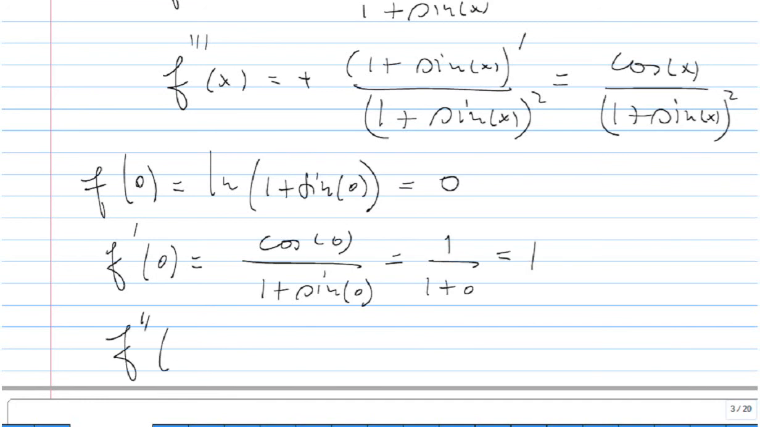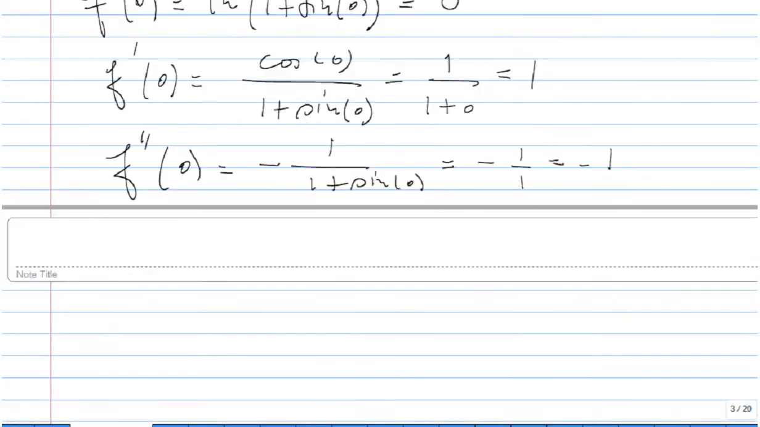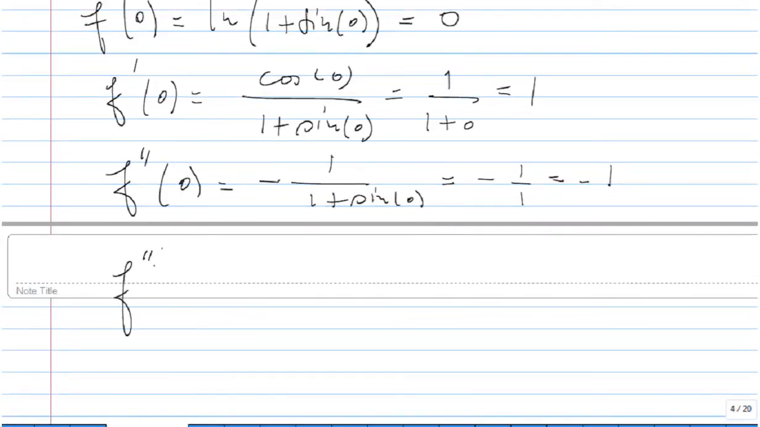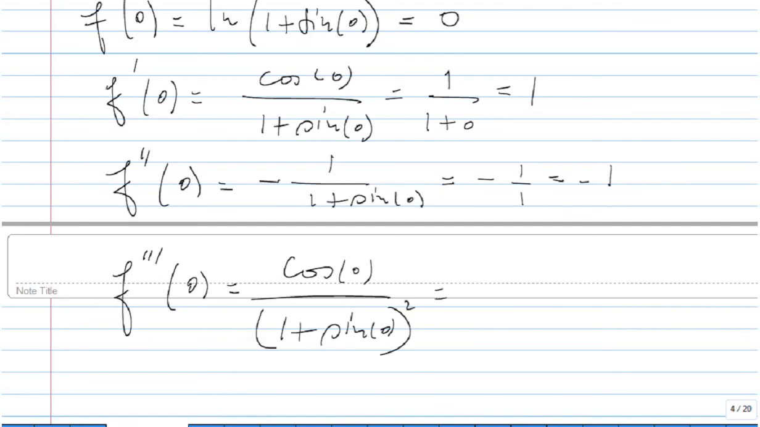f double prime of 0 is equal to minus 1 over 1 plus sine of 0, and that's minus 1 over 1, minus 1. And finally, f triple prime at 0 is equal to cosine of 0 over 1 plus sine of 0 squared, and that's 1 over 1, 1.